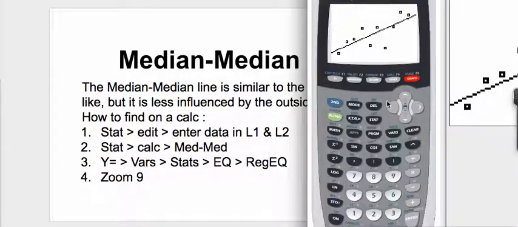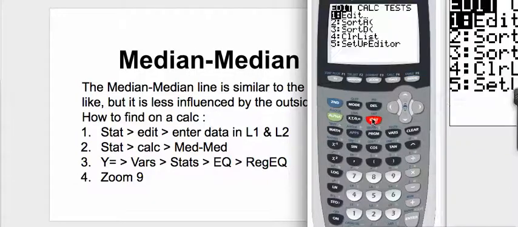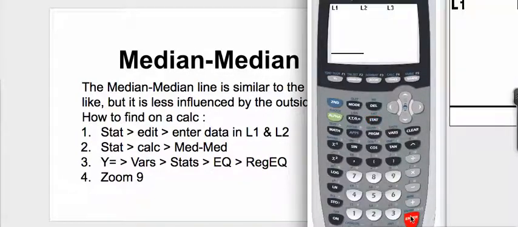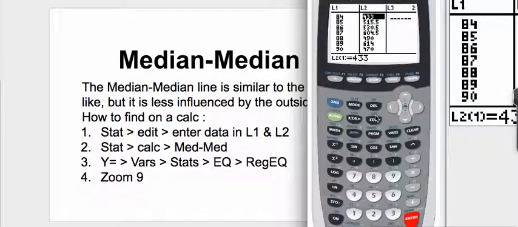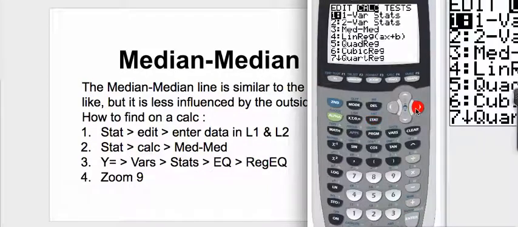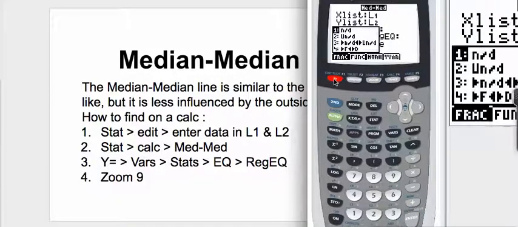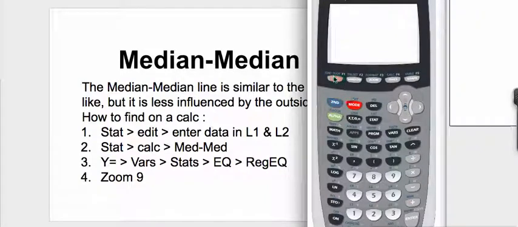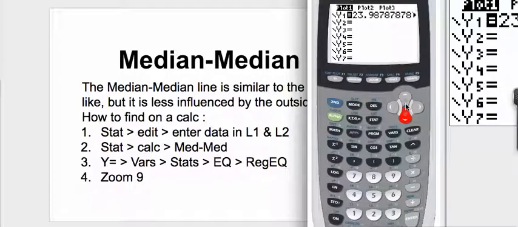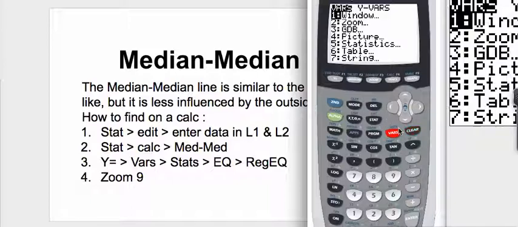So you do Stat, Edit, which is number 1, and then enter the data. Then you do Stat, go over to Calc, and then down to the median. Then it's just like the least squares line where you go to Y=, and then down to a clear Y=, and then do Vars, go down to Statistics again.